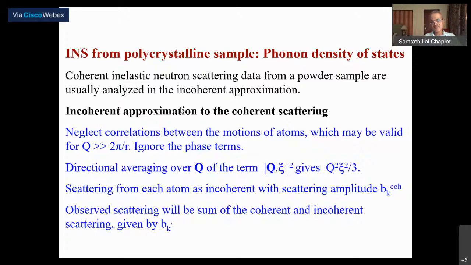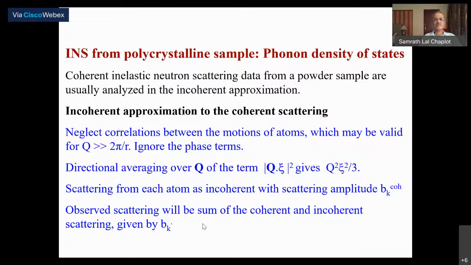What it means is the scattering itself is both coherent and incoherent, depending on the atoms that are involved. However, because we now average over all the directions of the wave vector, it becomes nearly incoherent, or in other words, the incoherent approximation is a good approximation. So the scattering cross section, or the scattering length, will still be what we have, namely the sum of the coherent and incoherent scattering terms.